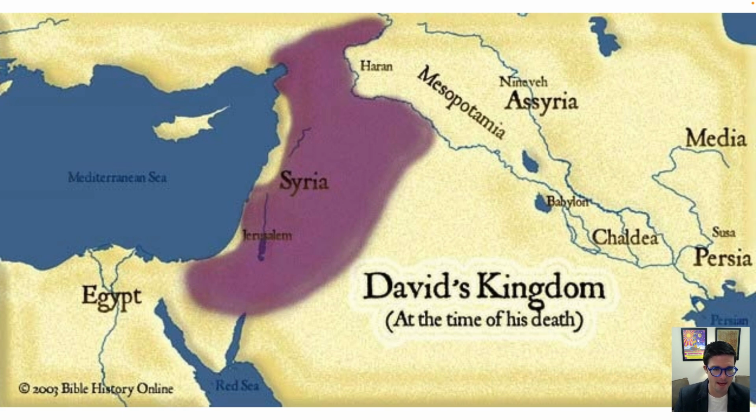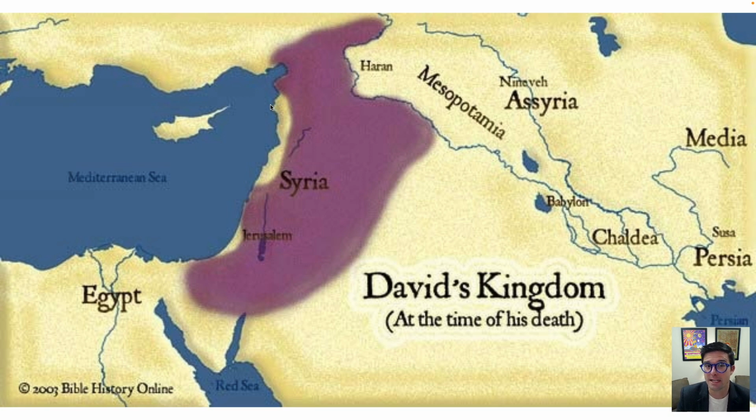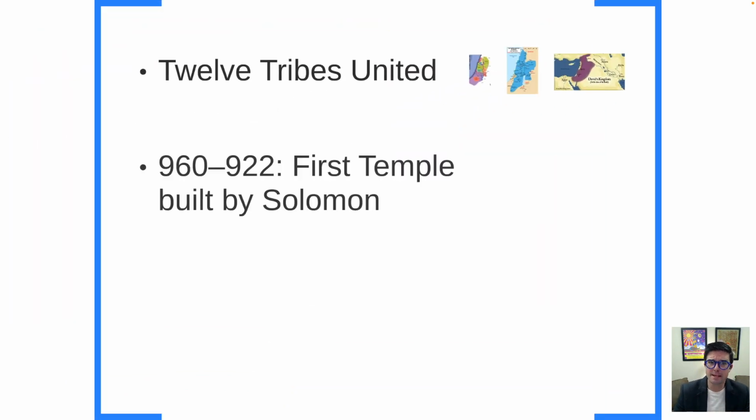And so here we have a purported depiction of the extent of David's kingdom at the time of his death. So you can see how it spans a very large geographical range. This is the heyday of the kingdom of Israel, and really the heyday of Israel as a whole. But we have under David, and then under Solomon in particular, David's son, the first temple is built.